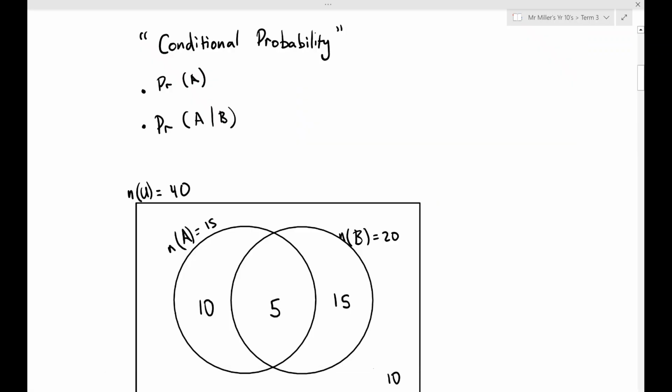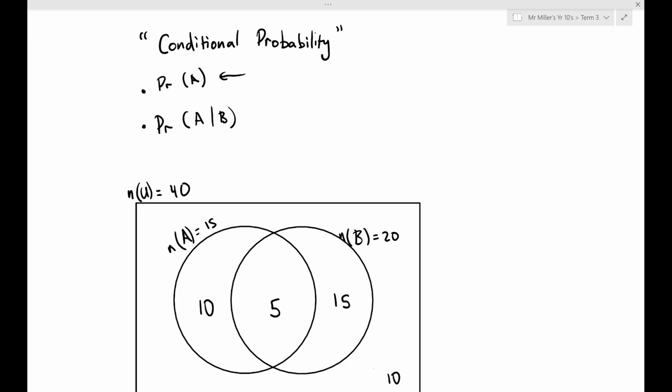Hey guys, today I'm going to talk about something called conditional probability. So, just to kick it off, we're going to look at an example of probability that we might be a bit more familiar with. I've got here a sort of Venn diagram, and there's two sets as we can see, set A, set B.